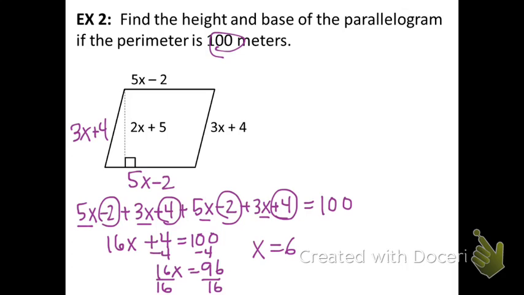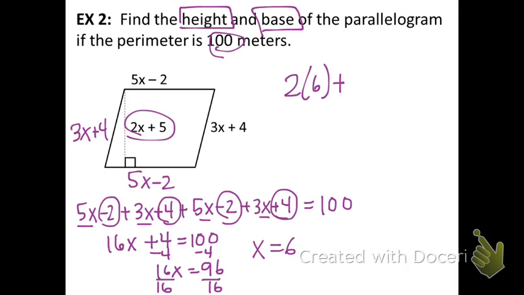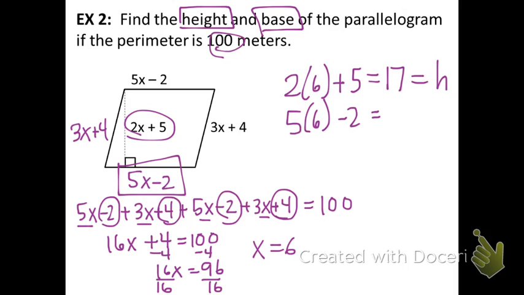Now we have to go back and find out what it asked us to find. It said find the height and the base. So we go into our height, and we're going to go ahead and replace that x with 6 to find our height. So 2 times 6 is 12 plus 5 is 17. And that is our height. To find our base, that's this one, 5x, and we know x to be 6, minus 2. So 5 times 6 is 30, minus 2 is 28. And that is our base.